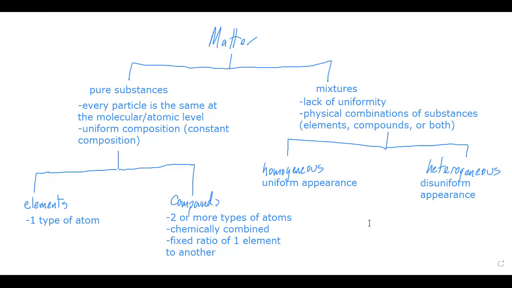So again, homogeneous mixtures are often confused with compounds because of that uniformity of appearance. But we have to remember, even if it has a uniform appearance, it has a lack of uniformity from a chemical standpoint. So, taking that Kool-Aid example again.